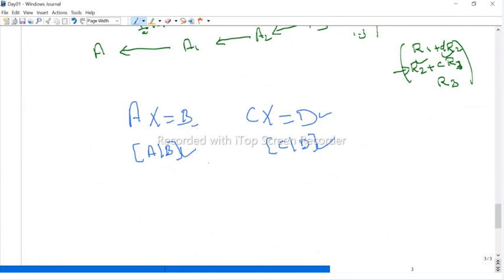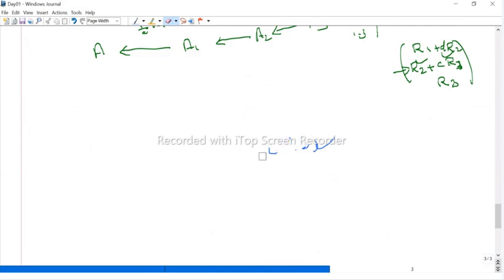Suppose if you do some elementary row operation here, you will get this matrix. Then we say these two matrices are row equivalent. So that is the definition. When we say two augmented matrices are row equivalent, if you apply elementary row operations to one matrix, you will get the other matrix. So that is row equivalent. So, definition: two augmented matrices.